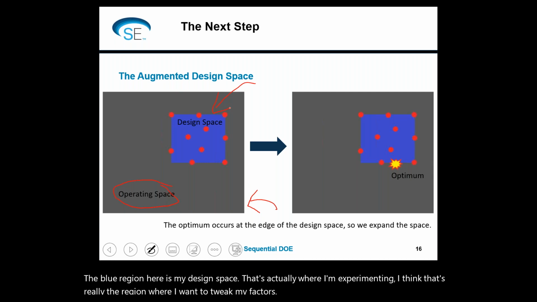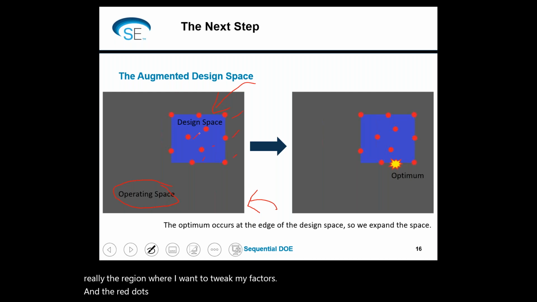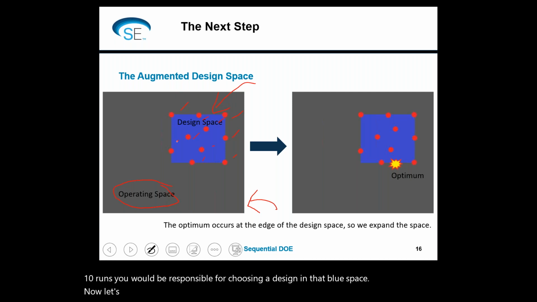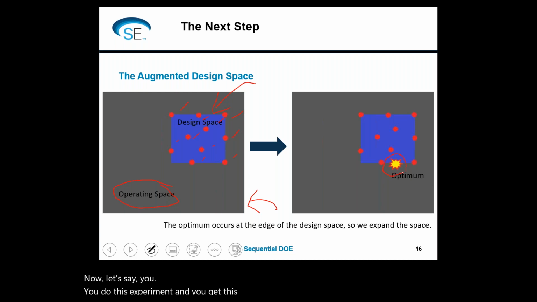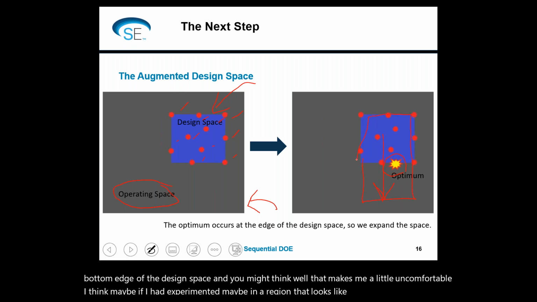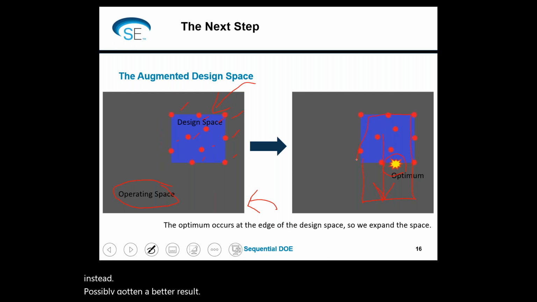And the red dots represent the runs that I would do. In this case, I think there are a total of 10 runs. You'd be responsible for choosing a design in that blue space. Now, let's say you do this experiment and you get this nice comic book explosion optimum right at the bottom edge of the design space. And you might think, well, that makes me a little uncomfortable. Maybe if I had experimented in a region that looks like this instead, I could have possibly gotten a better result. But let's not start over.